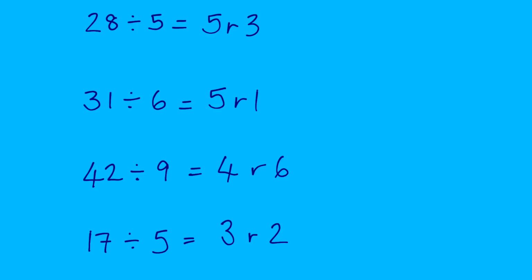Okay, if you were feeling confident and you also wrote your answers as a fraction, let's go through that. So the first one would be 5 and 3 fifths. The second answer would be 5 and 1 sixth. Third answer would be 4 and 6 ninths. And the fourth answer would be 3 and 2 fifths.